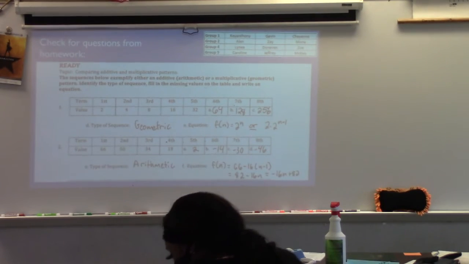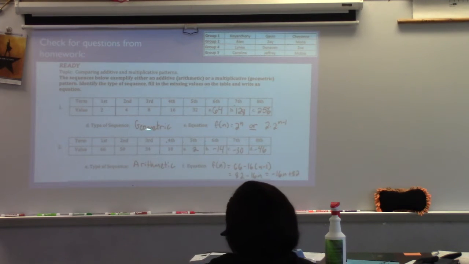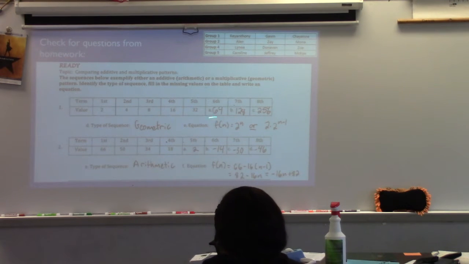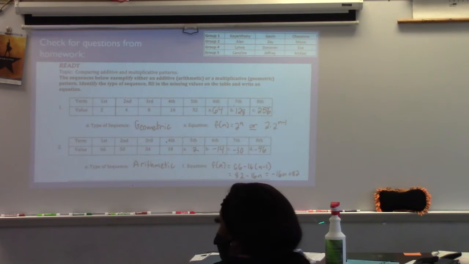That's not a question off of this homework. What questions do you have off of this homework? None. So we have no questions about how to identify these values, what type of sequence it is, or how to write the equation? Because I need you to understand something very clearly. The priority of the test that we'll have after Thanksgiving break will be on writing these equations. So we have no questions about that? Yes, ma'am.